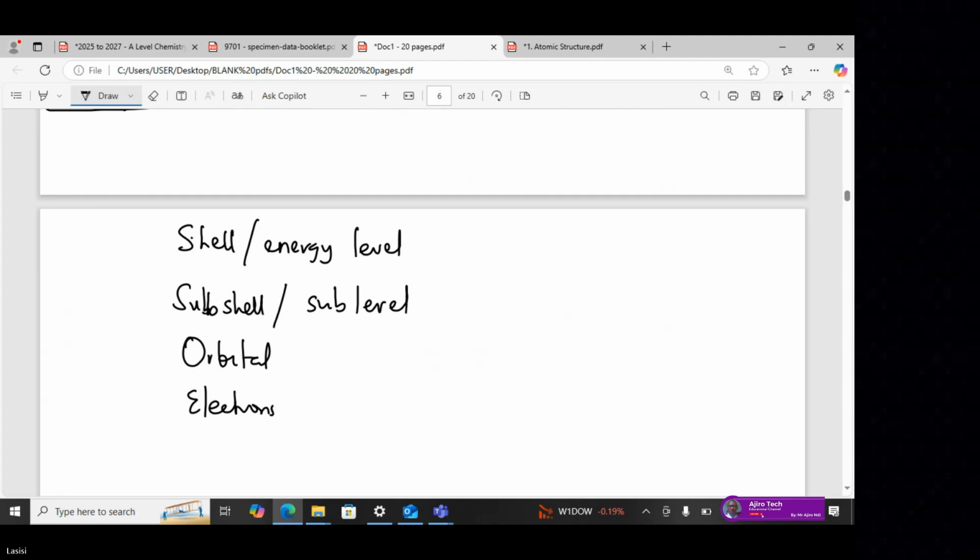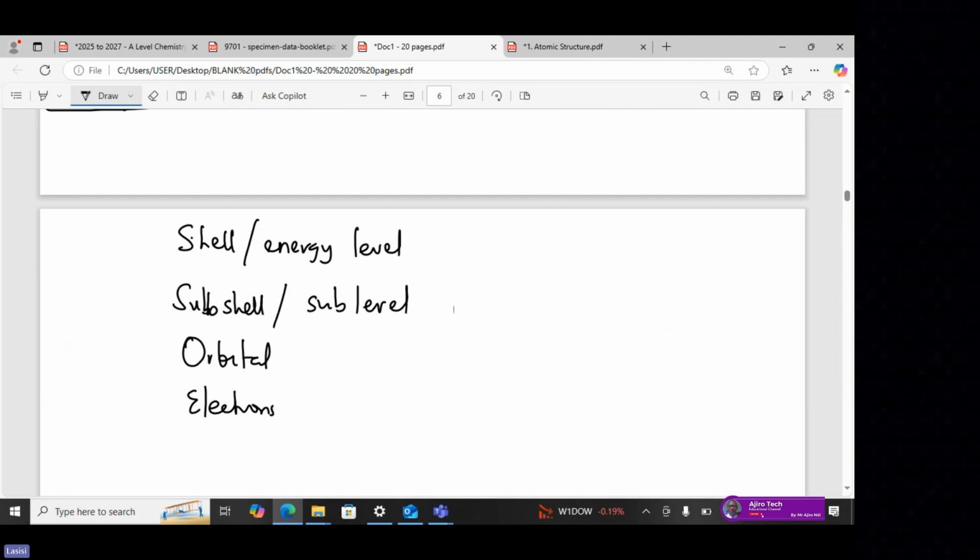Do you get the explanation? I'll say that again. Electrons are found in the orbital. One or more orbitals make up a subshell or sublevel. One or more subshells make up a shell. So of these 4 written there, which one is the most complex? The orbital.